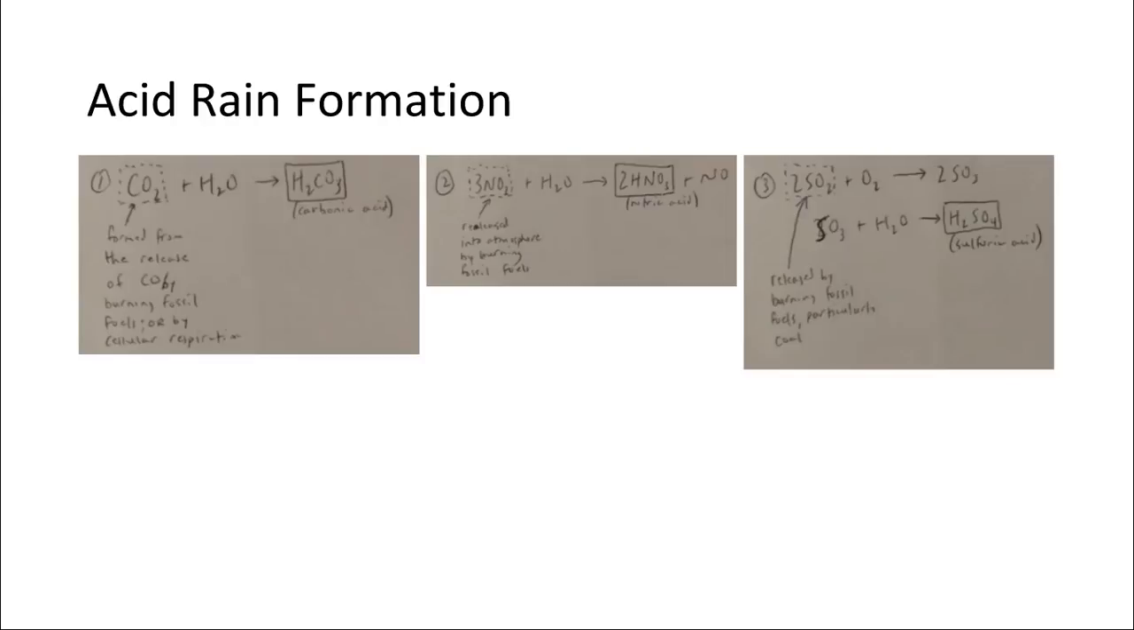Nitrogen dioxide combines with water to form nitric acid. Nitrogen dioxide is released by the burning of fossil fuels. It's a primary air pollutant. That's one way to form it, human-formed, anthropogenic acid rain formation. The other way is to burn coal and release sulfur dioxide, which will end up making sulfuric acid.